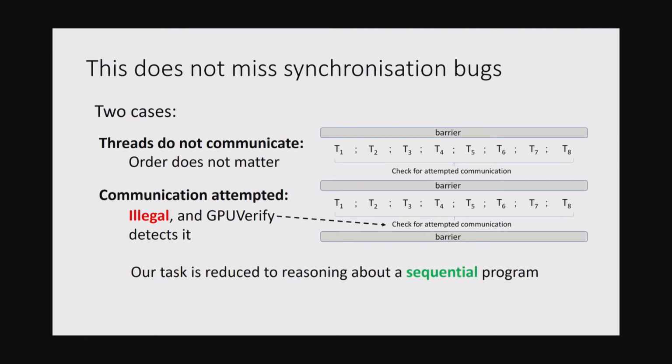Okay, so this is great because we're in the world of sequential program reasoning, and we've got loads of research on how to reason about sequential programs, dating back to the work of Tony Hoare, for example. So that's a much better place to be, but the trouble is it's a really large sequential program. We don't really have 8 threads, we've got thousands of threads, so we would have a program that would be thousands of times longer than a normal program, and that would be very hard to reason about.